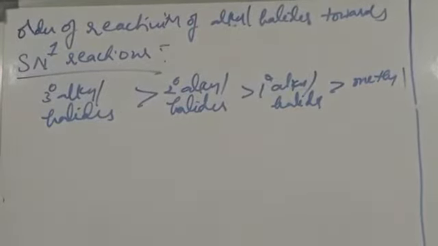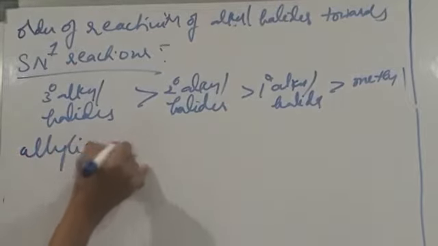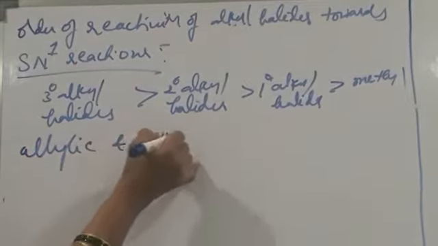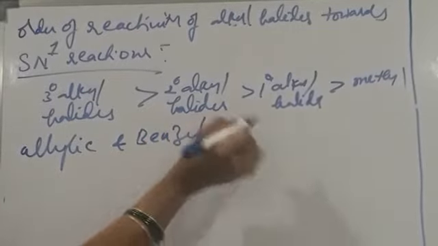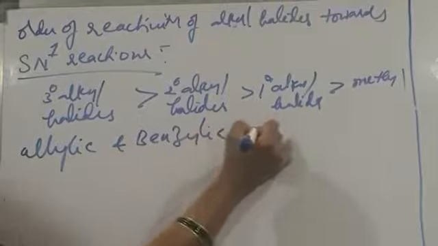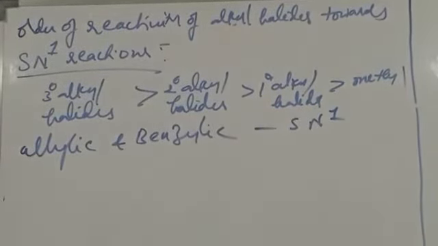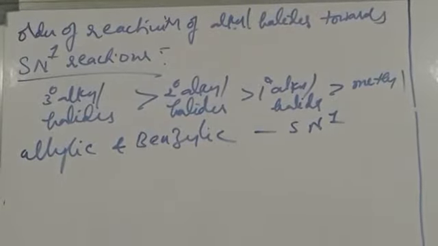And one more thing is allylic and benzylic compounds. They are also more favorable towards the SN1 reactions. Allylic compounds and benzylic compounds.